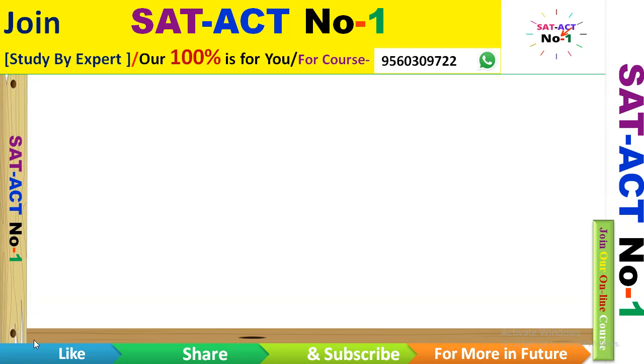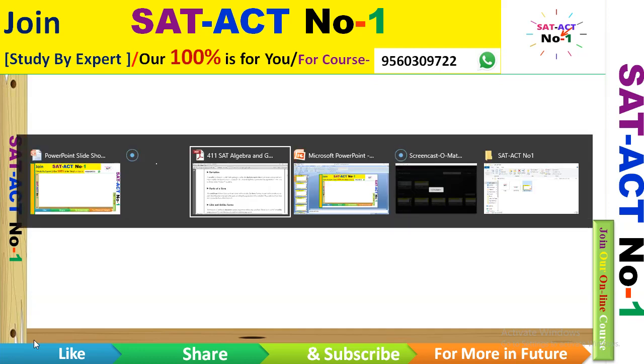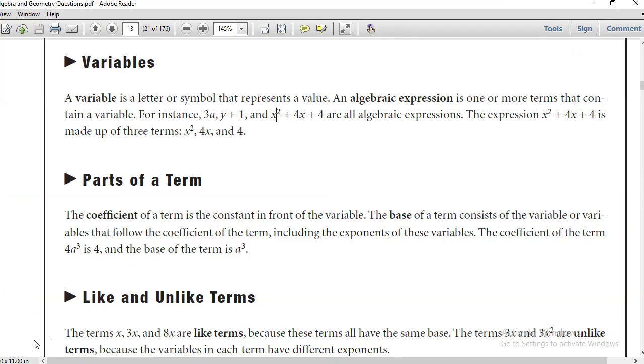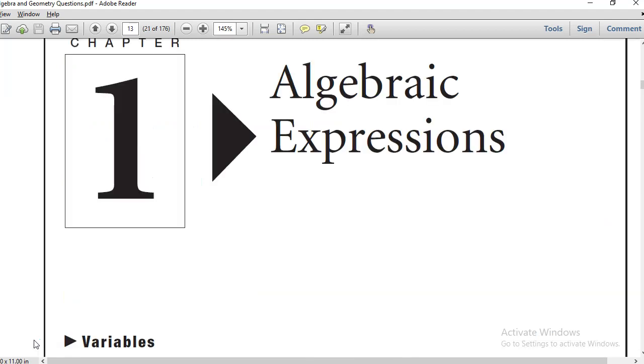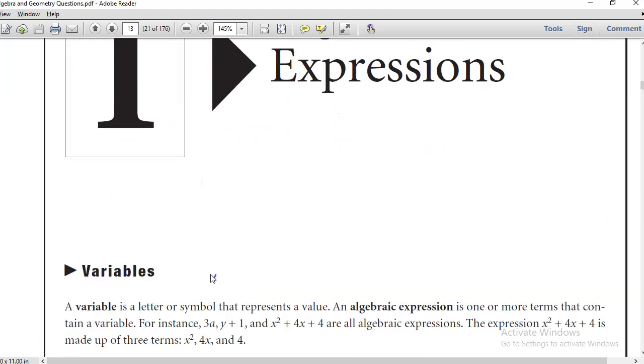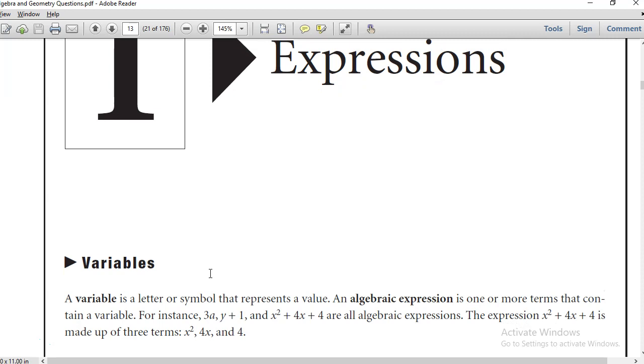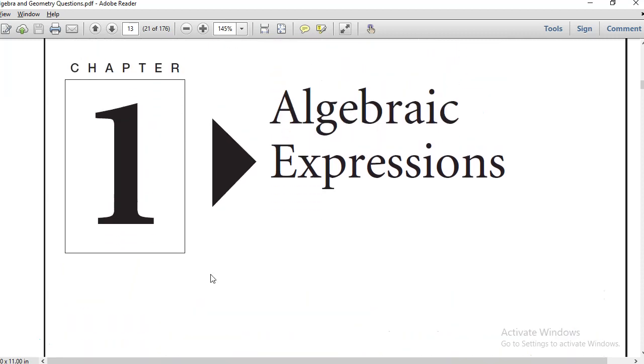So in this video, students, as I said, today we are going to study math, and in math we are going to study the most important chapter, which is called algebraic expression. We'll try to understand each and every single concept of the chapter.